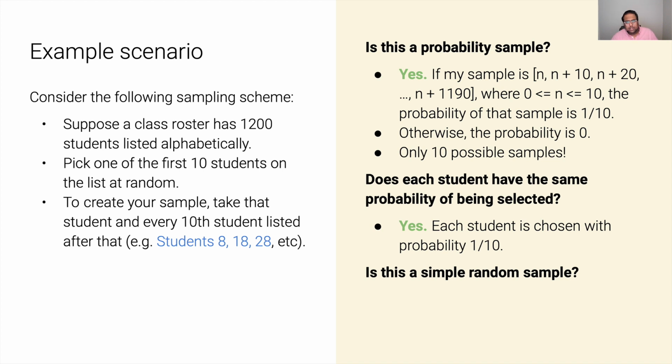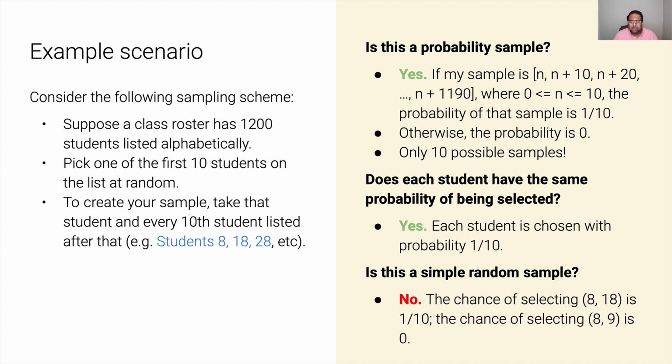What's the probability of students 8 and 9 occurring in my sample? Well, that'll never happen, because we're only selecting one of the first 10 students, and so 8 and 9 will never exist in the sample together. And so the probability of that happening is 0. It's not true that all pairs of students have the same chance of being selected. And so this is not a simple random sample, even though every student on their own has the same chance of being selected. This is the kind of thought process that we want you to be able to walk through when given an example sampling scenario.